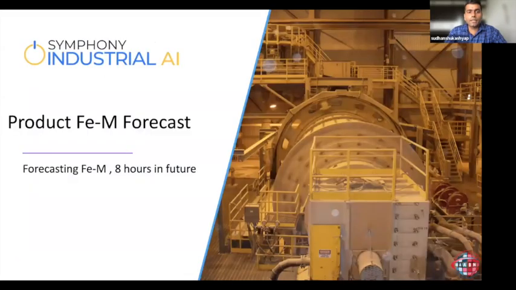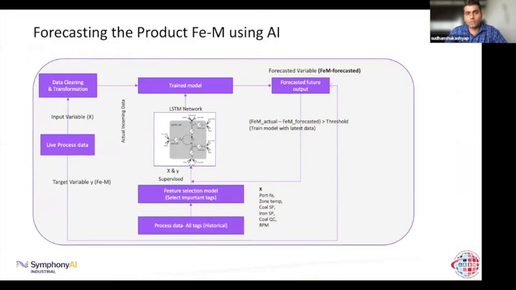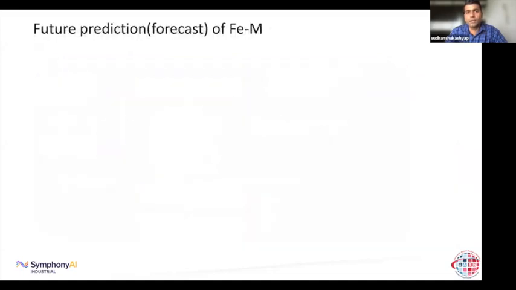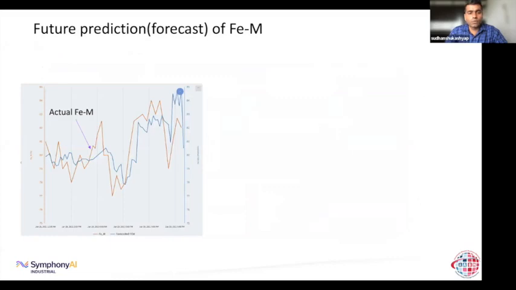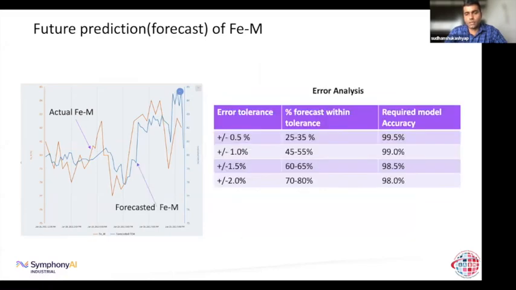So the next was product FEM forecast, and that is as we discussed. We forecast the product grade 8 hours in future, and this is the very high level architecture. Because of time constraint, I'll not go through all of it, but it was a deep learning, neural network model, which is being used to do this forecasting of FEM. And these are some results you are seeing, where you could see actual FEM values and then forecasted values, which are 8 hours in future.